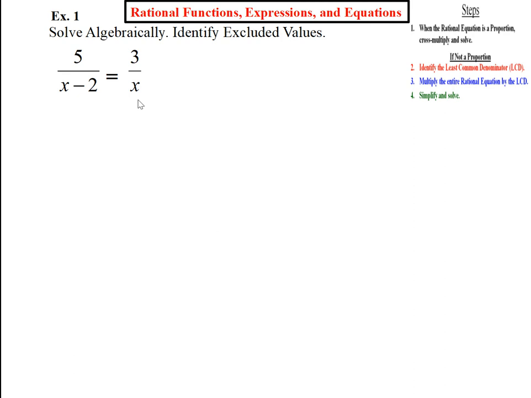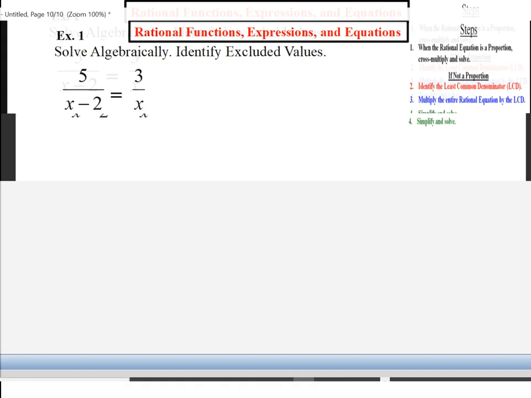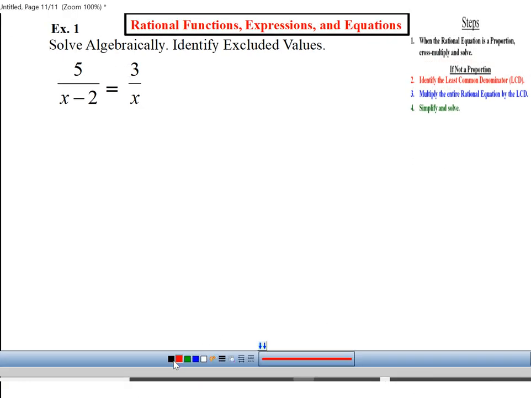Alright, we're going to do this one together since we've already done these. Okay, but I'm going to just write out the problem just to make sure that everybody's following along. Here we go. So I'm going to start with step 1. Step 1 says, when you have the rational equation being a proportion, what is a proportion? A fraction equal to another fraction. Do we have a fraction equal to another fraction? Yes. We cross multiply. So check this out.